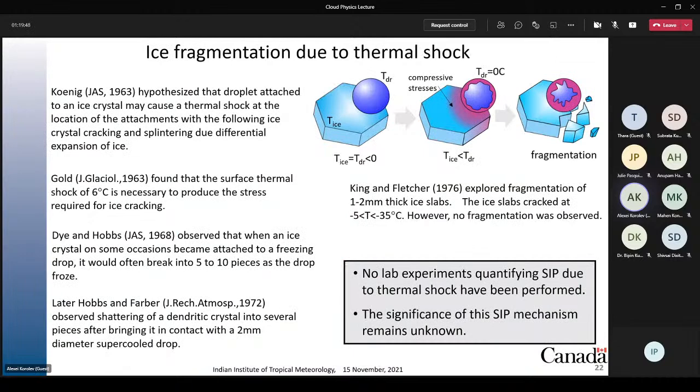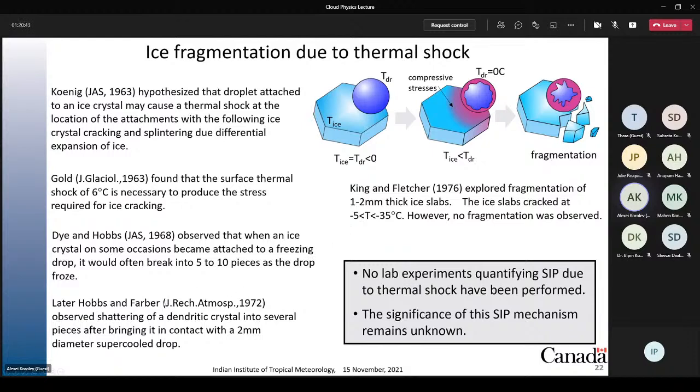The next mechanism is related to fragmentation due to thermal shock. This mechanism was hypothesized by Cohen quite a long time ago, in 1963. And it was first observed by Jim Dye and Peter Hobbs in 69, in an experiment where they observed fragmentation of an ice particle when a droplet froze on its surface. The mechanism is such that the droplet during freezing creates a thermal shock on the surface, and due to thermal expansion, it creates stresses inside the ice particle, and the ice particle breaks down into a number of small pieces.